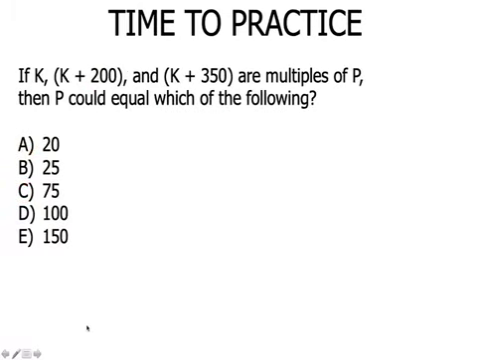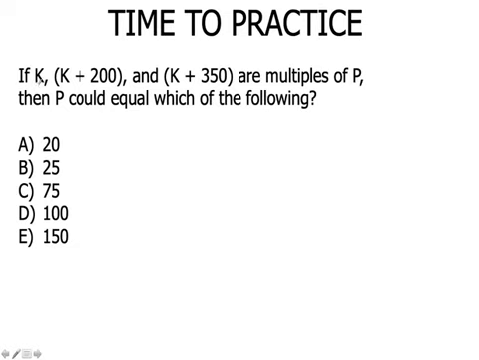All right, a more difficult problem here. If k plus 200 and k plus 350 are multiples of p, then p could equal which of the following? You know the drill. Go ahead, put the video on pause, and then we'll talk about it together.